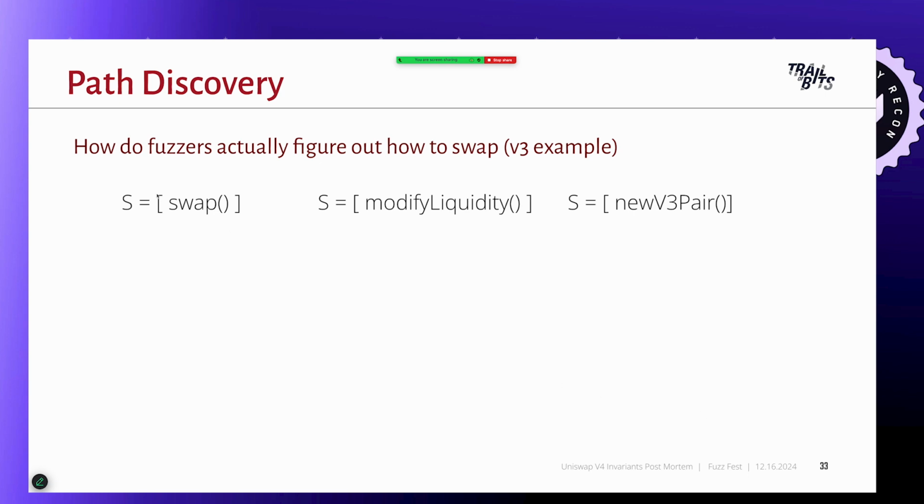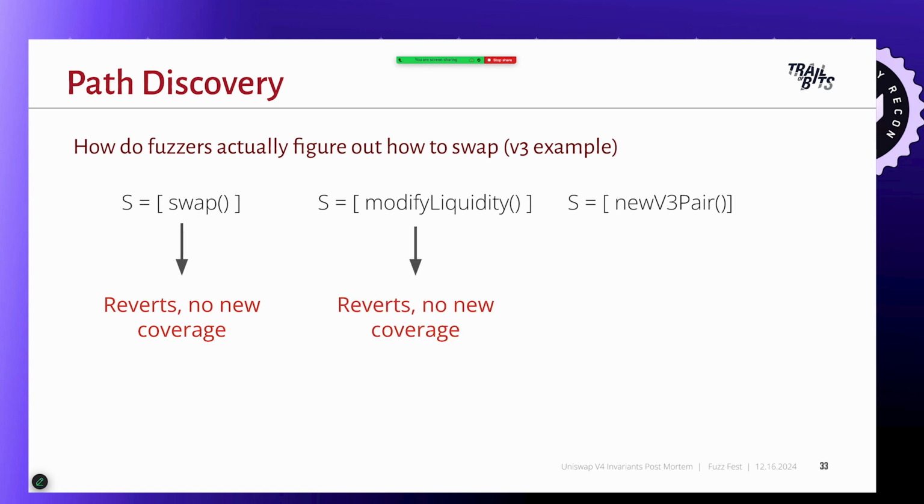So it sets up 3 sequences, one that calls swap, one that calls modify liquidity, and one that calls new v3 pair. When we call swap, this is going to revert, and there's not going to be any new coverage. Why is it going to revert? It's because we just deployed Uniswap v3. We don't have any pairs. We don't have any money in it. We don't have anything. Same thing happens when we call modify liquidity. We don't have any pairs deployed. There's no money in it. It's just going to revert. It's not going to cause any changes.